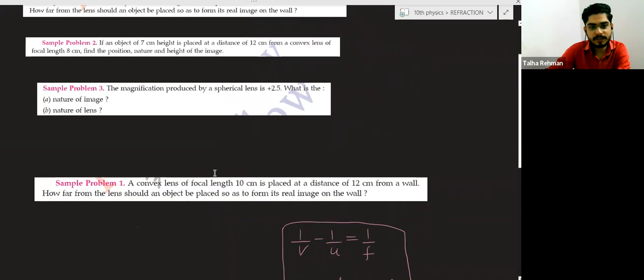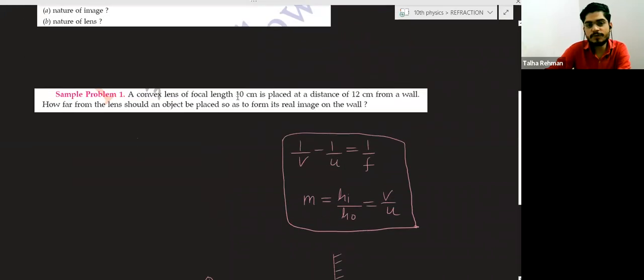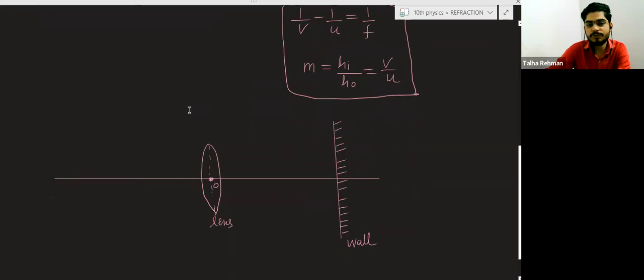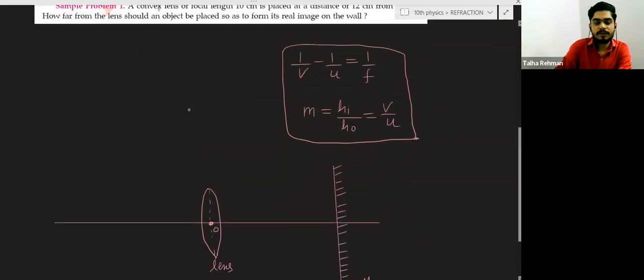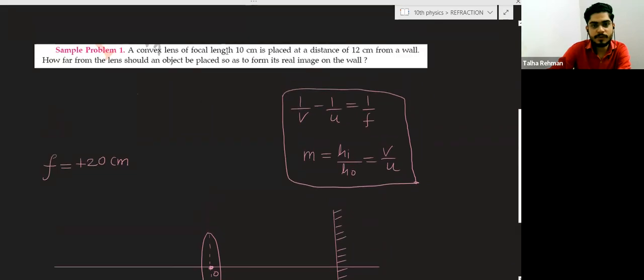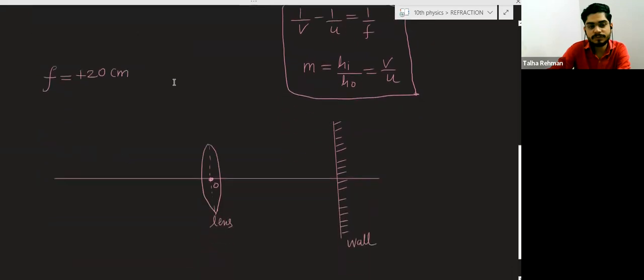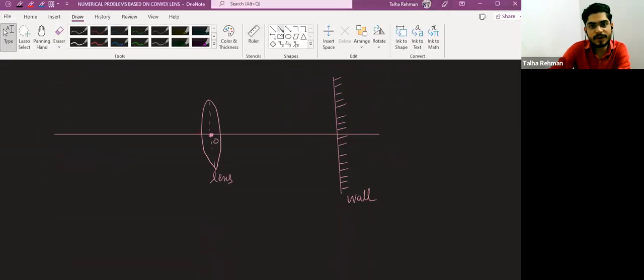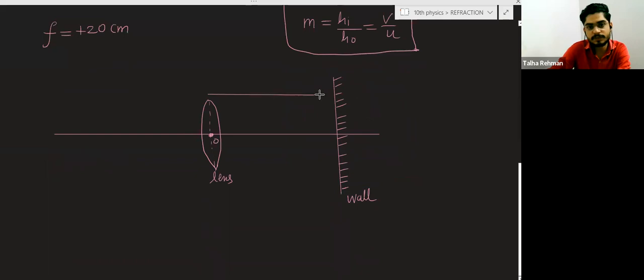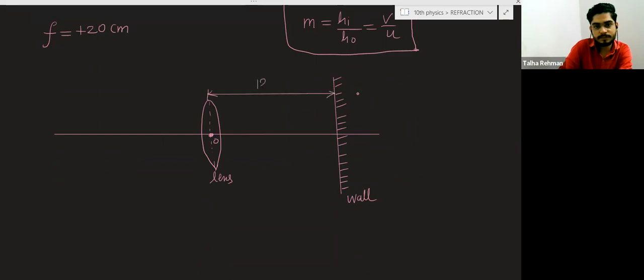They are saying a convex lens of focal length 10 centimeter. I have told you, you will take the focal length of a convex lens as positive, so you will take plus 10 centimeter. This is placed at a distance of 12 centimeter from the wall. So this lens is at a distance of 12 centimeter from the wall, means this distance is 12 centimeter.